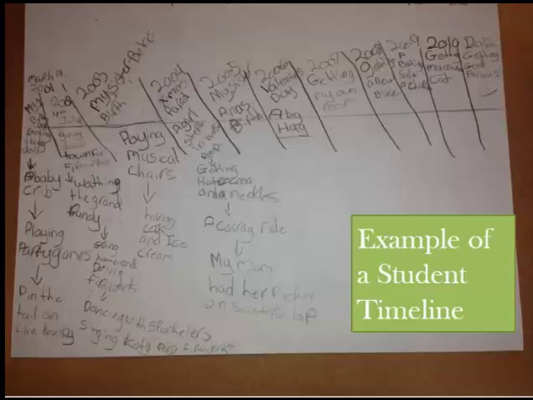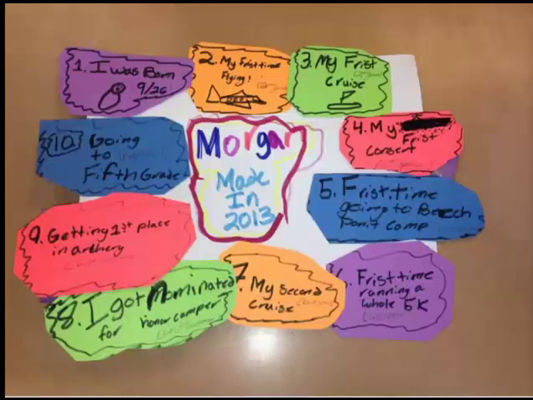Here is an example of one of my student timelines, and she decided to put one event from each year that she had been alive. Another student only picked 10 events, and she put hers in a circle.